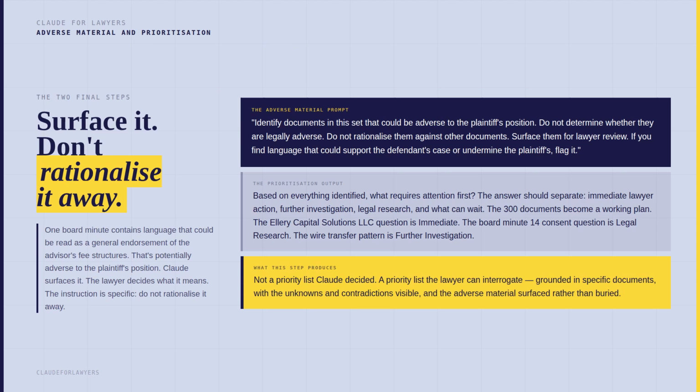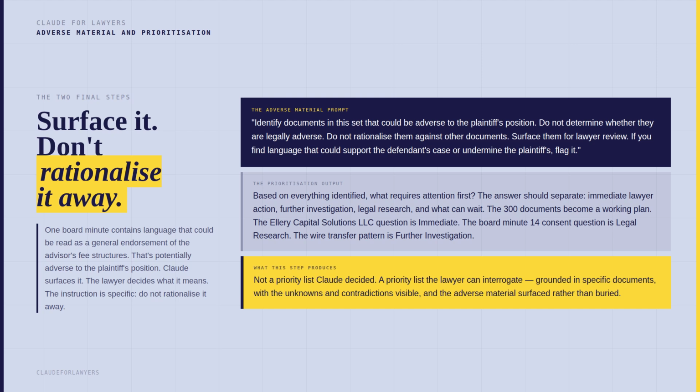The adverse material review. One board minute contains language that could be read as a general endorsement of the advisor's fee structures that is potentially adverse to the plaintiff's position. The instruction to Claude is direct. Identify documents in this set that could be adverse to the plaintiff's position. Do not determine whether they are legally adverse. Do not rationalize them against other documents. Surface them for lawyer review. Claude does not rationalize it away. It surfaces it. The lawyer decides what it means.